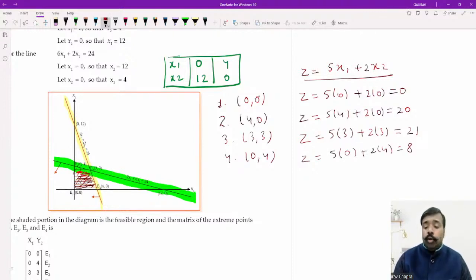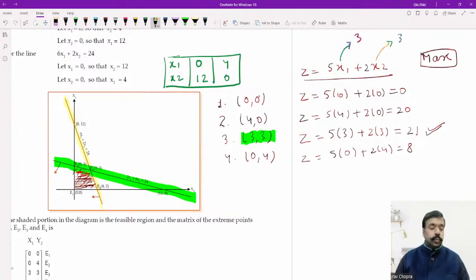Now we have to check what the objective was. The objective was to maximize, to see the maximum value. So we are getting the maximum value at 3, 3. That means we have to produce 3 units of x1 and 3 units of x2.